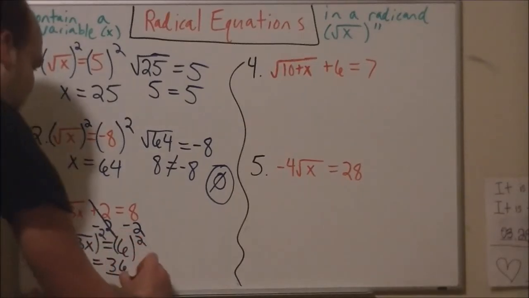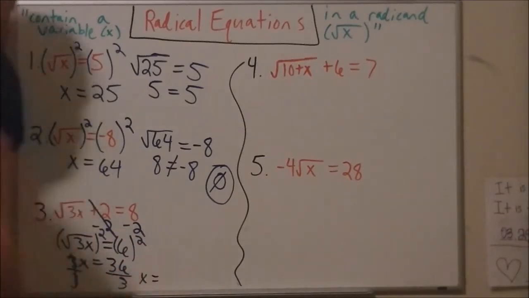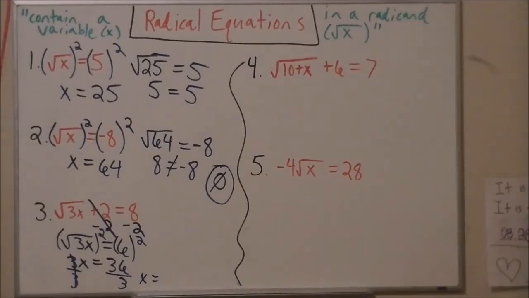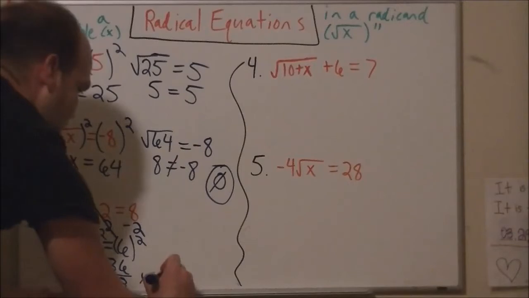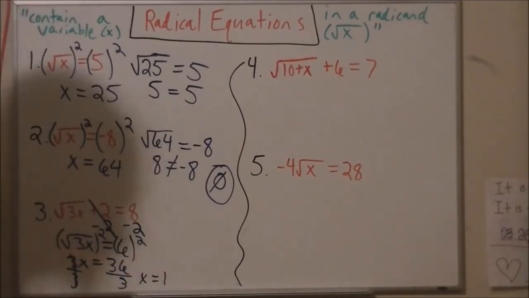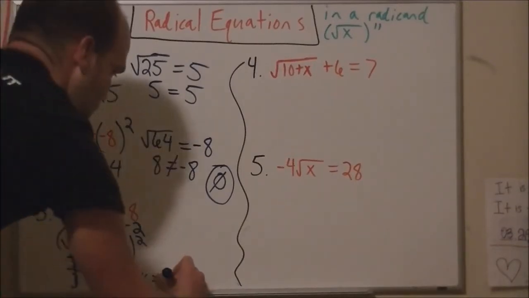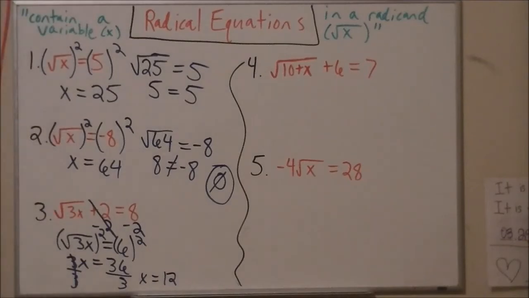And so all I have left is x equals, how many times does 3 go into 36? 3 goes into 3 one time, and 3 goes into 6 2 times. And so x equals 12. Now what I want to do is plug this back into my original equation, the square root of 3x plus 2 equals 8, and make sure I have the correct answer.